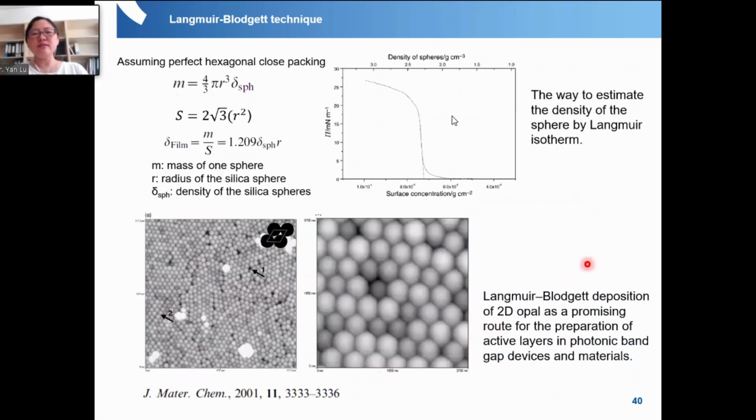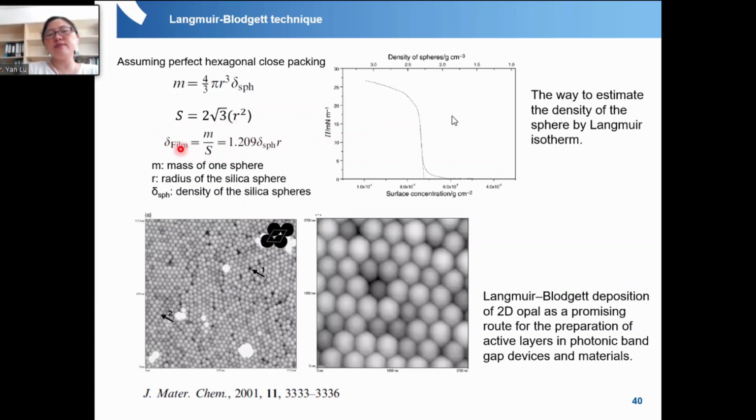And here they also tried to use this method. They used silicon nanoparticles again. In that case, you can measure the surface tension during the Langmuir-Blodgett process. Then you can also measure the surface concentration of these particles. When you pull them together, you know the change of the concentration. You measure the surface tension. And then, of course, you can calculate the density of your film.